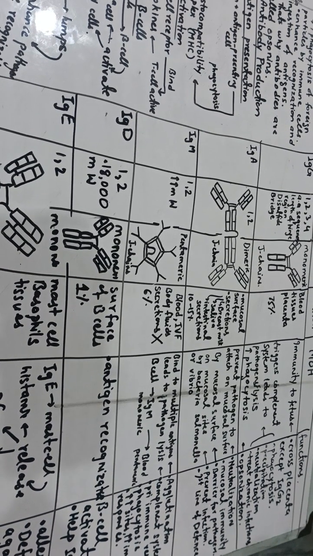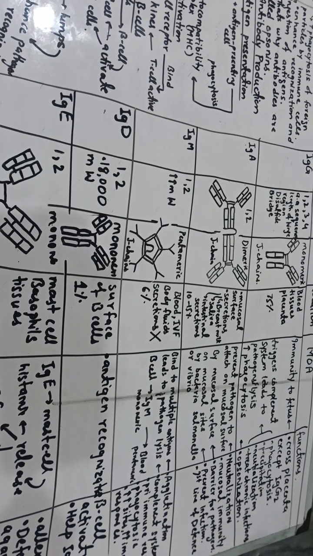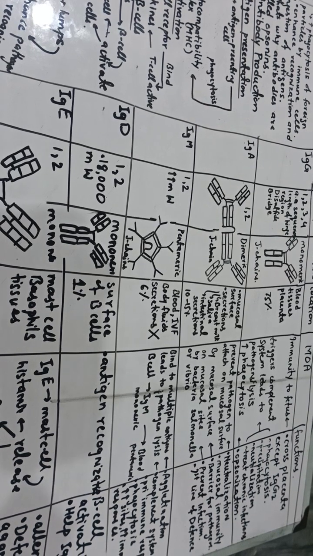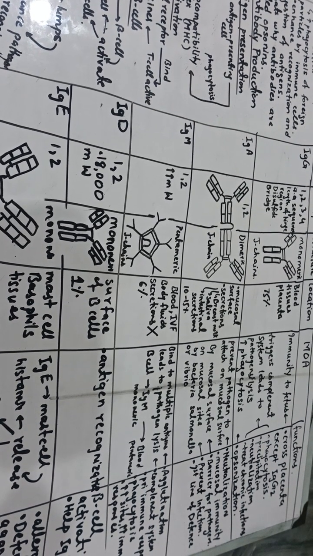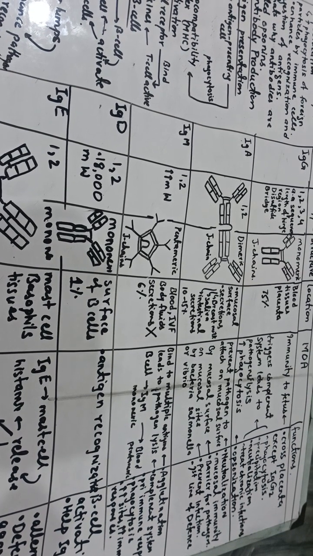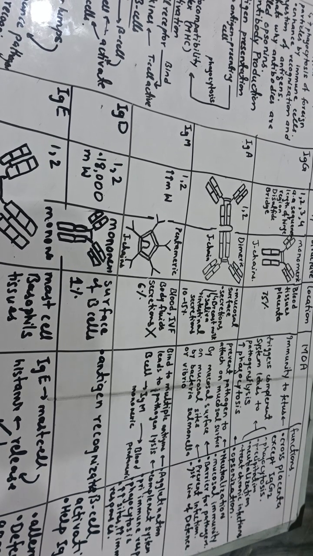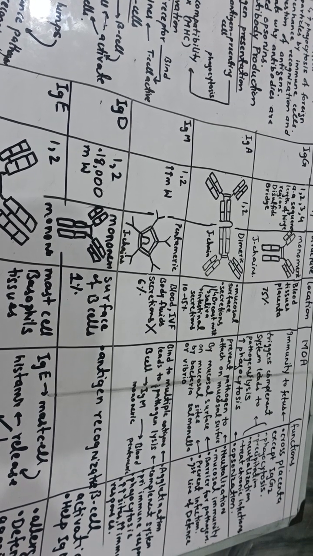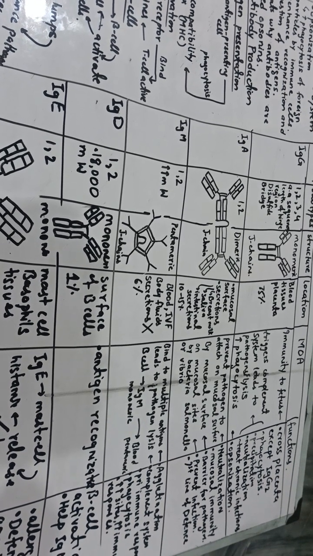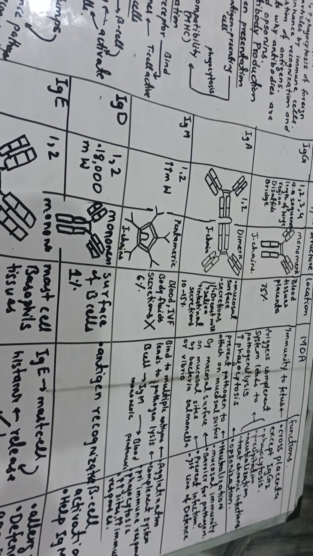IgM has two subtypes and the highest molecular weight. It is present in a pentameric structure, given in the diagram, having J chains in it. It is present in the blood and intravascular fluid. It is also present in body fluids but not in the secretions. The only antibody present in the secretions is IgA. IgM is about 6% abundant inside your body.